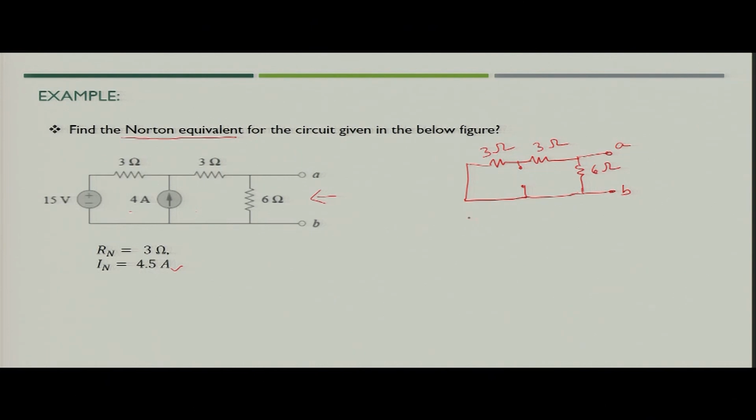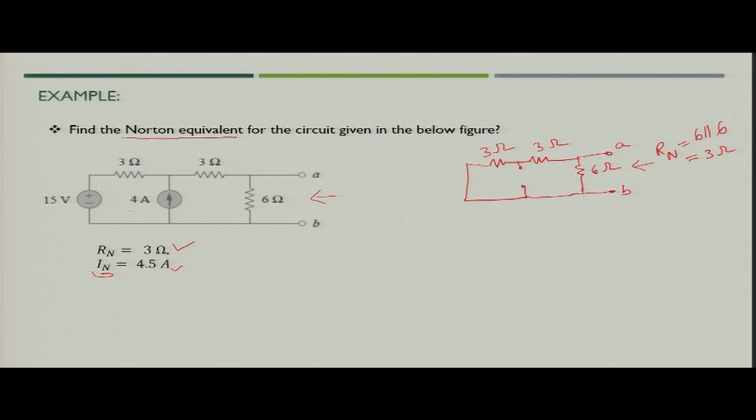So, when you see this updated circuit, you will come to know that the 3 ohms are in series and the series combination of these 3 ohms is in parallel with 6 ohm. So, what you get eventually is 6 ohm in parallel with another 6 ohm resistance. So, you can simply find out the value of R n, which is nothing but 6 ohm in parallel with 6 ohm, that is nothing but 3 ohm. So, you got now Norton's resistance.